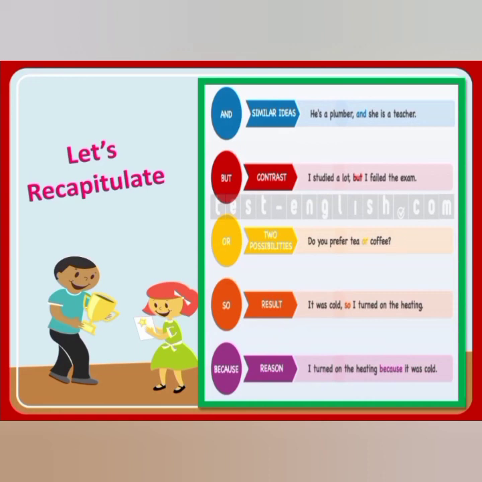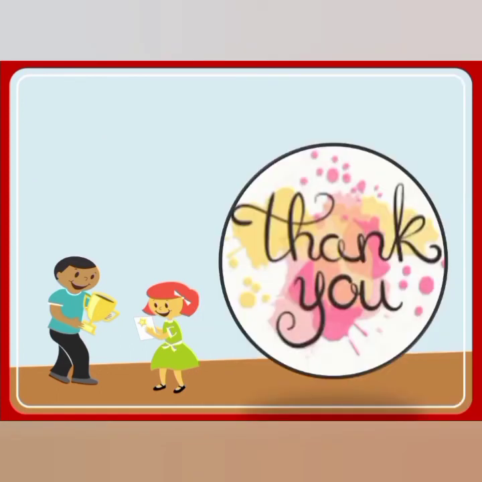Then is so. So is used when you show the result. It was cold, so I turned on the heating. Right? And because is used when we show the reason. I turned on the heating because it was cold. I hope the concept of conjunctions, especially these common conjunctions, must be clear to you all. Thank you.